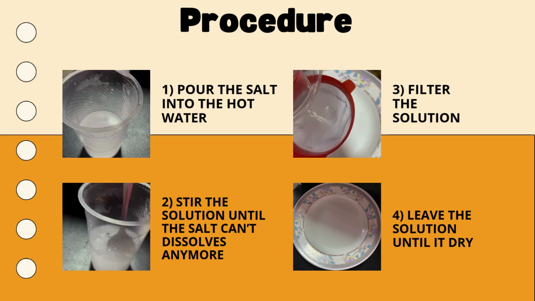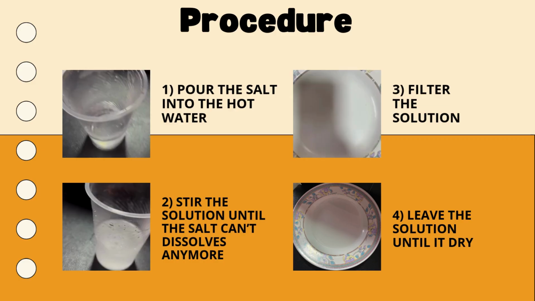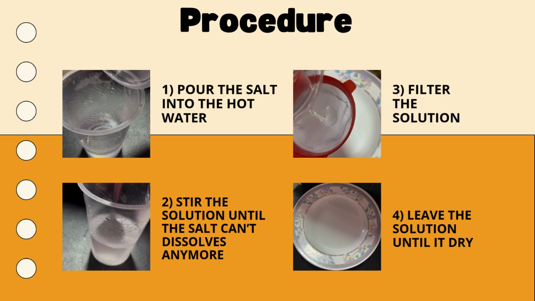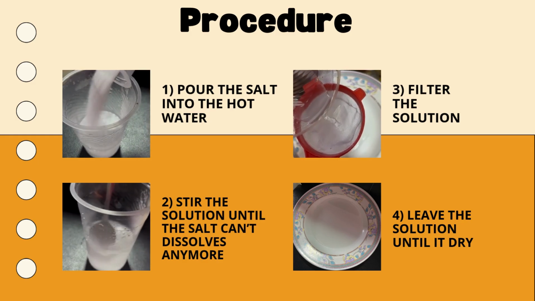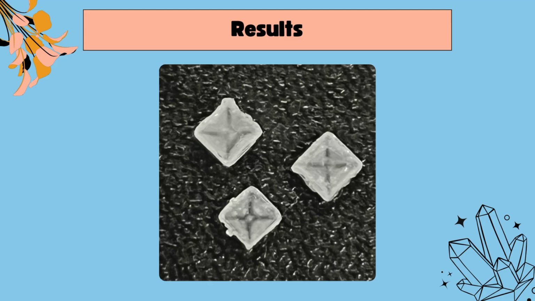Finally, pour the filtered solution onto a clean tray or plate and leave it undisturbed in a well-ventilated area. As the water evaporates, you will observe the formation of cubic salt crystals. After a few days, here we can see the result of our experiment, the formation of small, well-defined sodium chloride crystals. These crystals are a perfect representation of the underlying atomic structure of NaCl.